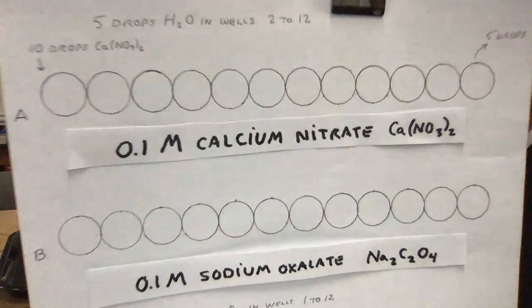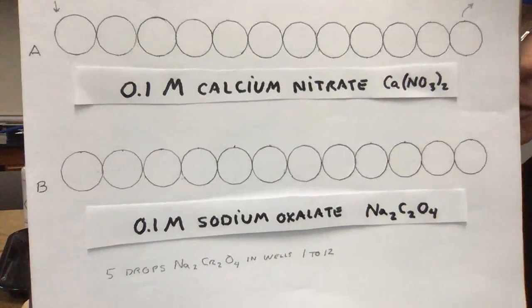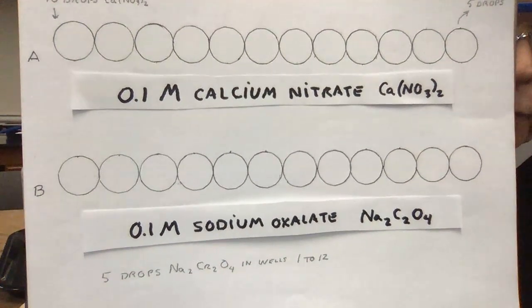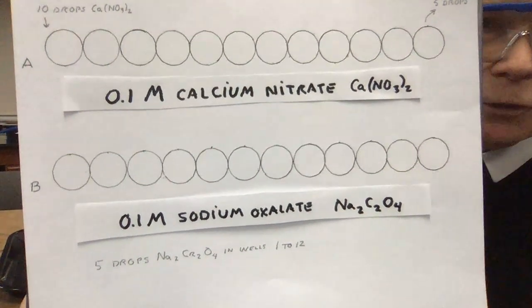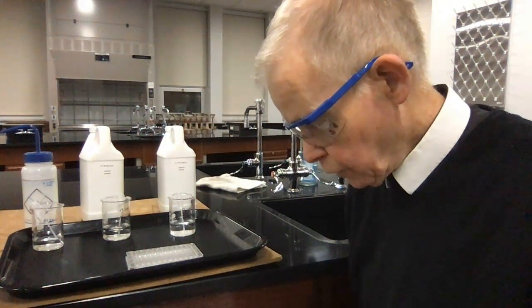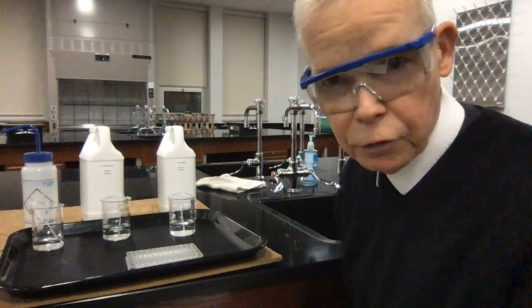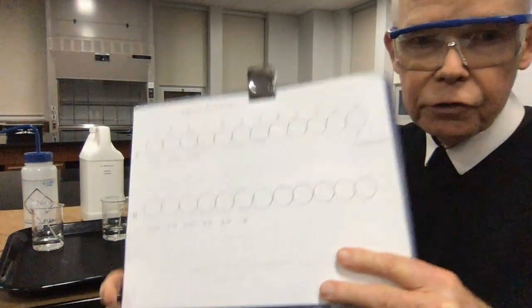And then in row B, all of these wells have 5 drops of sodium oxalate in them, all the way across from 1 to 12. And again, you'll see this graphic when you go on to the Moodle page. What I want to next show you is that we're going to do what we call a serial dilution, meaning a series of dilutions.